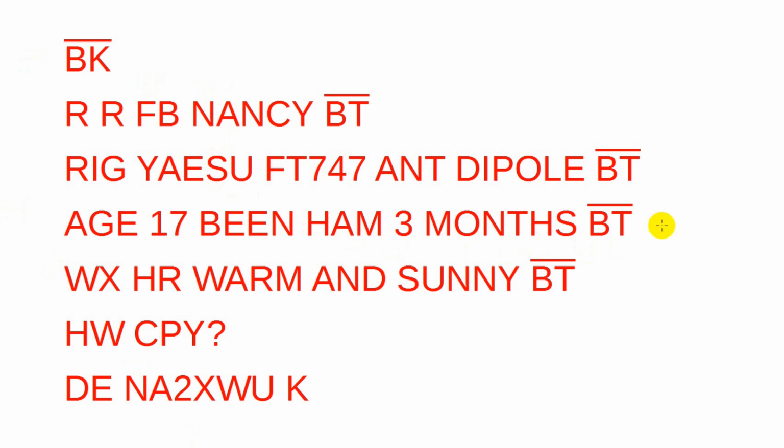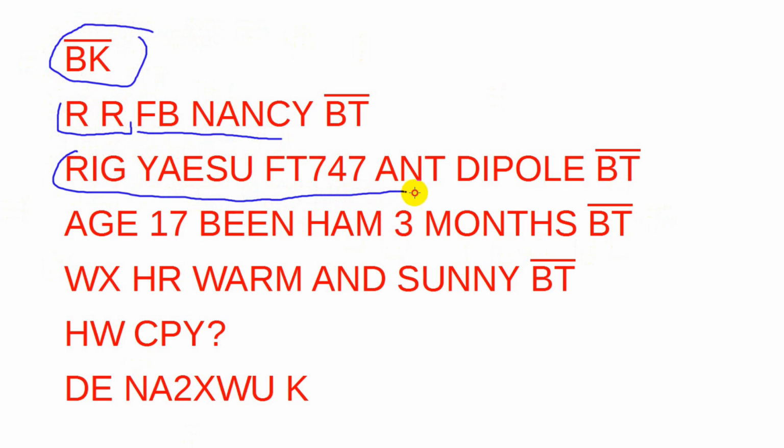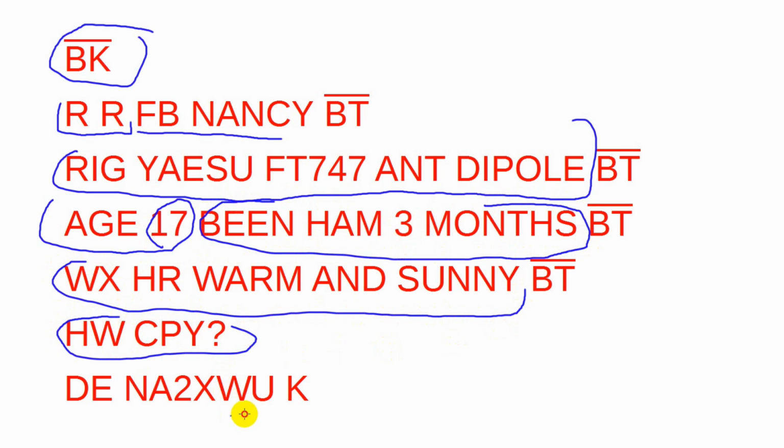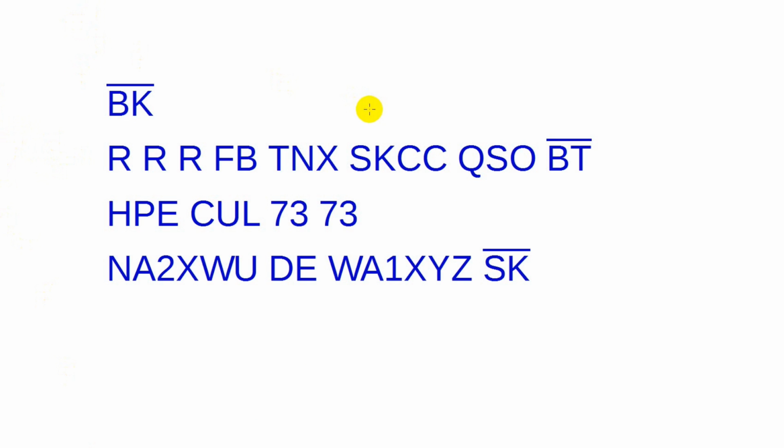Ahmed chooses to reply in kind. He acknowledges her break, indicates he copied everything, and then tells her that his transceiver is a Yaesu FT747 and his antenna is a dipole. He's 17 years old and has clearly really dived into CW because he's been a ham for only 3 months. He reports his weather by saying, weather here is warm and sunny. He then signs over to her. Note here that he only says DE NA2XWU rather than giving her call sign also. This is fine. Nancy decides to end the QSO.